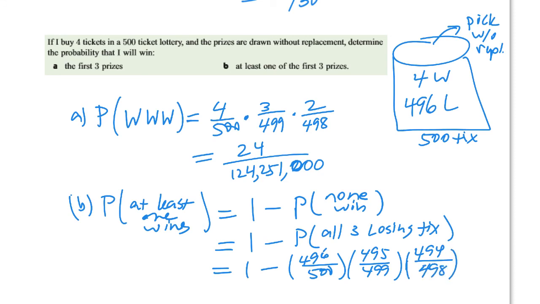Okay, so your calculator can handle this. All right, it's still a really small chance that I have at least one winner. This would be the number on my calculator screen. And of course you could put a 3 sig fig answer down too.